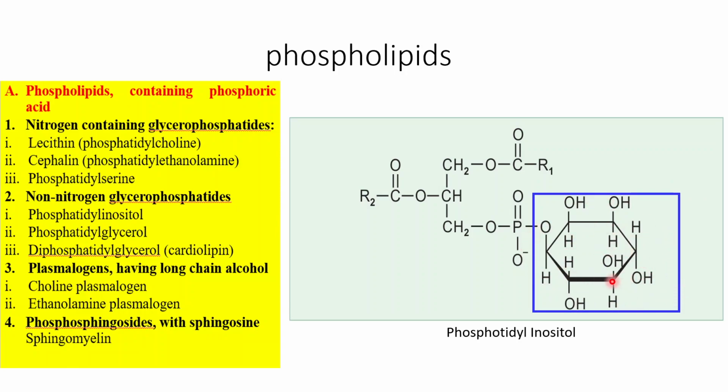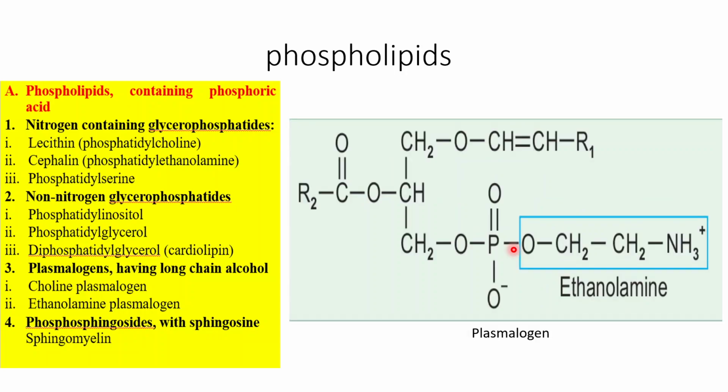So it is a non-nitrogen glycerophosphatide. The example is phosphatidylinositol. Similarly you have phosphatidylglycerol and cardiolipin, which is diphosphatidylglycerol. These are examples of non-nitrogen containing glycerophosphatides.